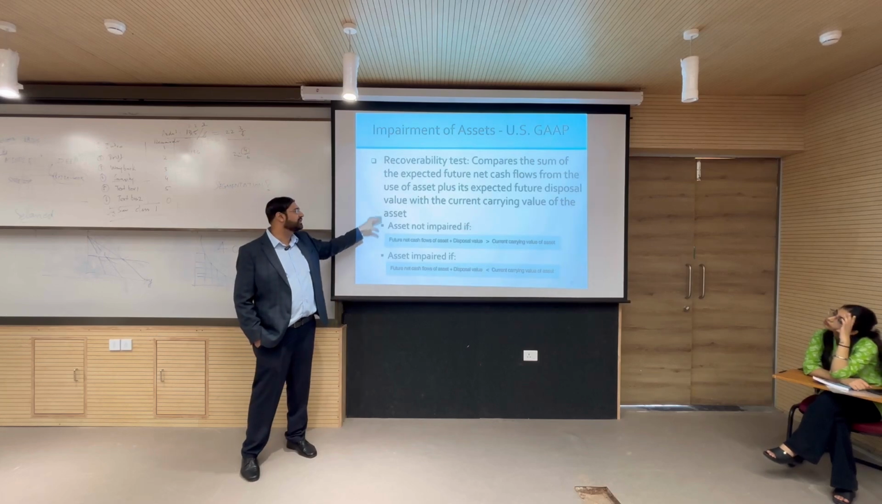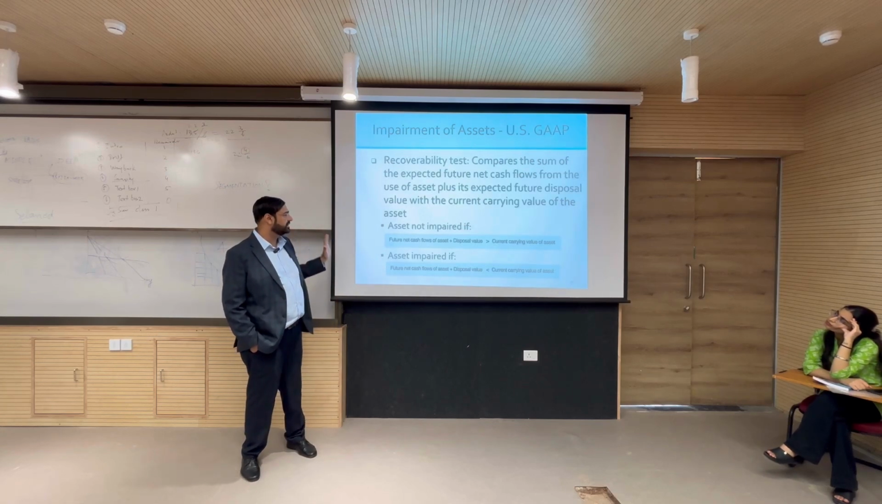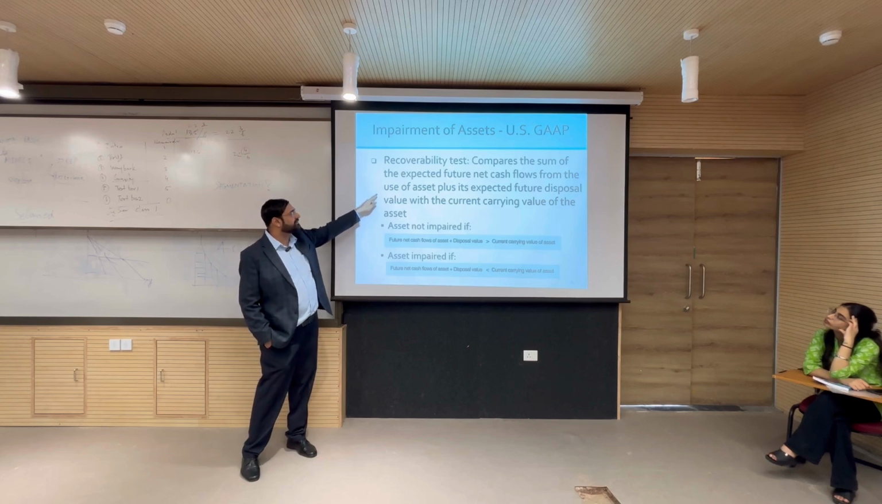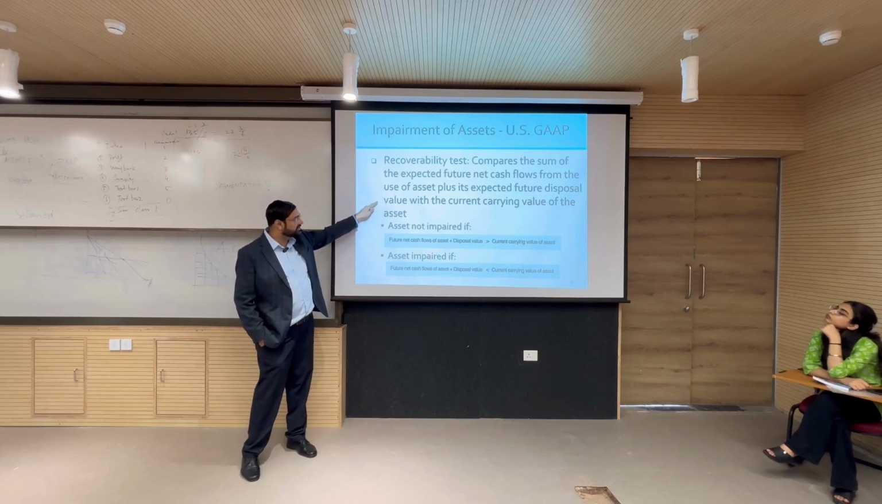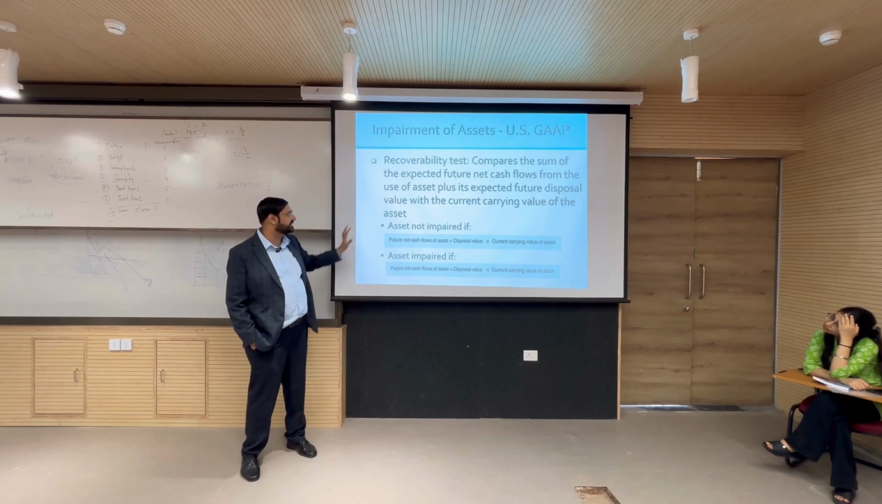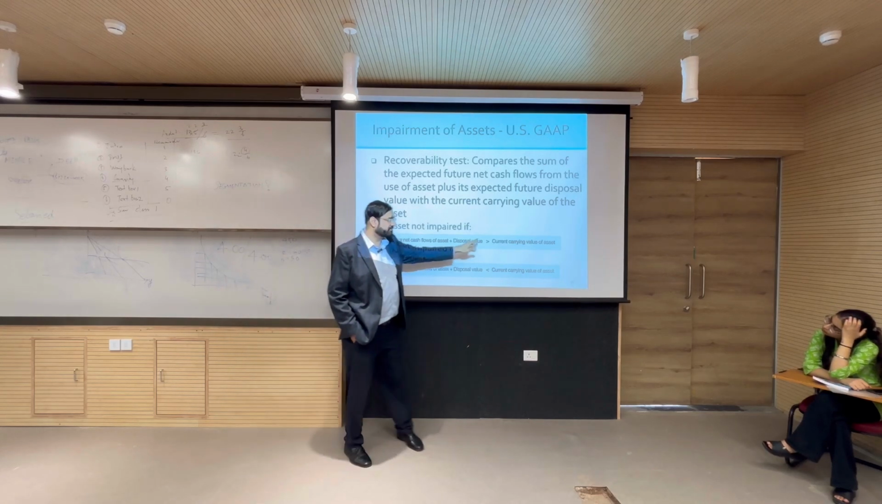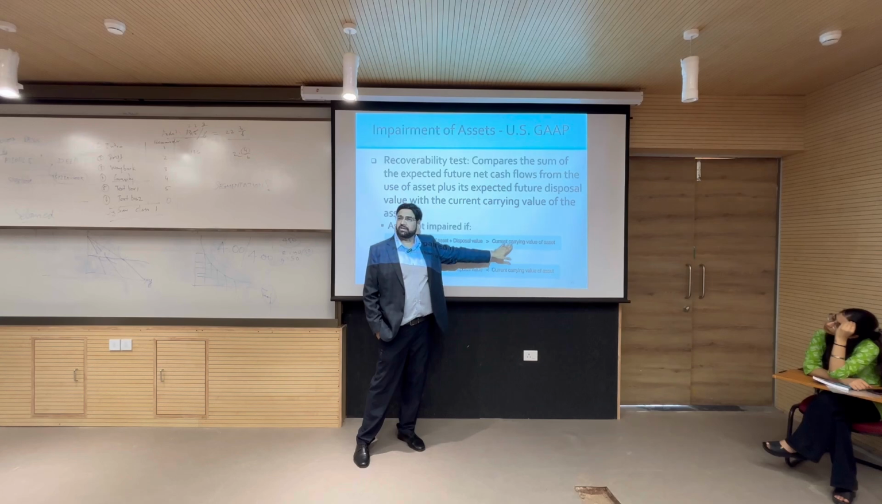In IFRS, we don't have a two-step process. We are having a one-step process. Recoverability test compares the sum of the expected future net cash flows from the use of the asset plus its expected future disposal with the current carrying value. Current carrying value is your current cost.